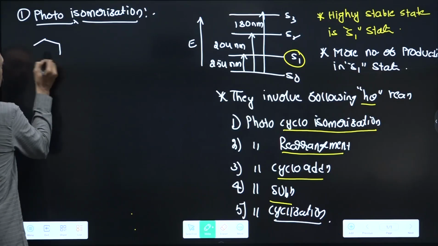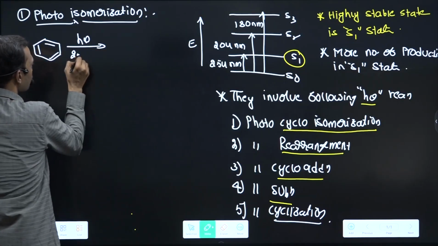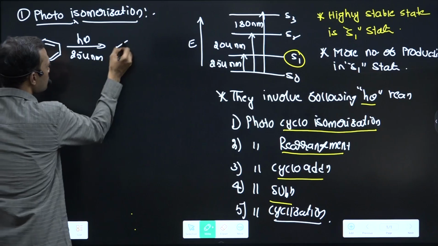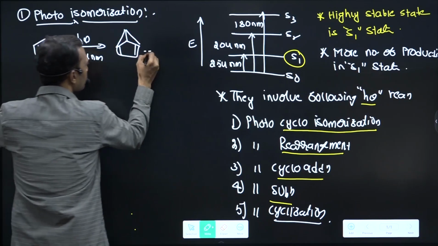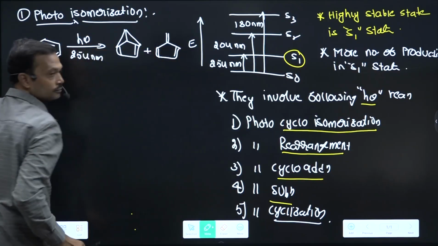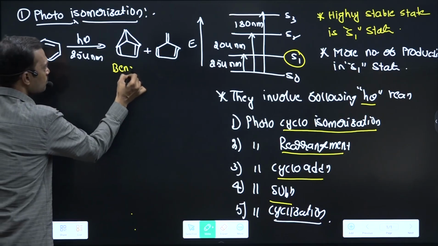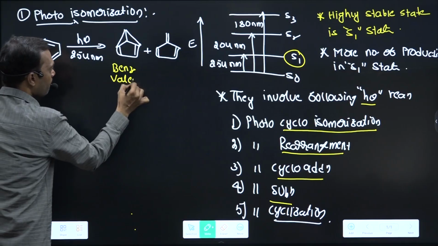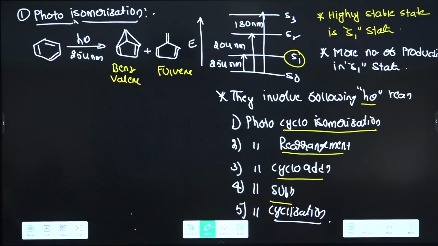Photoisomerization. When benzene reacts with light at 254 nanometers, there is a formation of benzvalene, followed by fulvene. Two products are expected at this particular lambda. What is this? Benzvalene. And what is this? Fulvene. These are the 2 products at this wavelength.